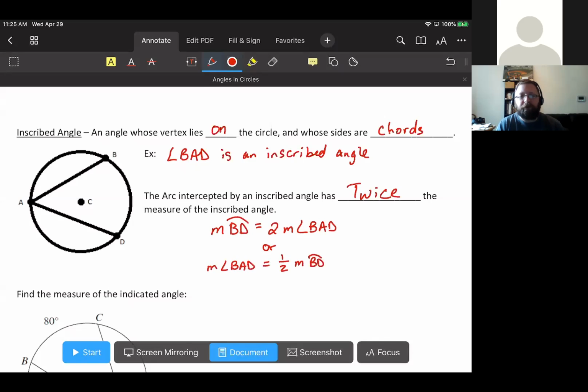Either one of those equations says the same thing. So if this angle here is 40 degrees, then this arc would be 80 degrees. If this angle is 40 degrees, that means this arc is twice that, or 80 degrees. And if we know the arc, then the angle is half of the arc. The arc is twice the angle, and the angle is half the arc.